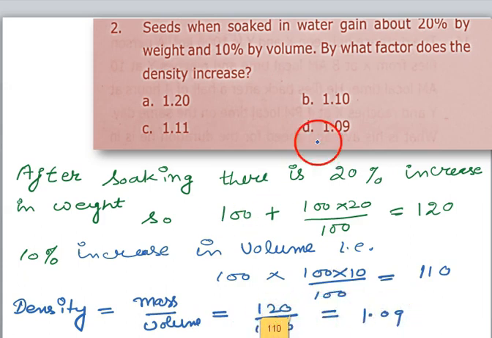So 120 over 110 is 1.09. This is the correct answer.